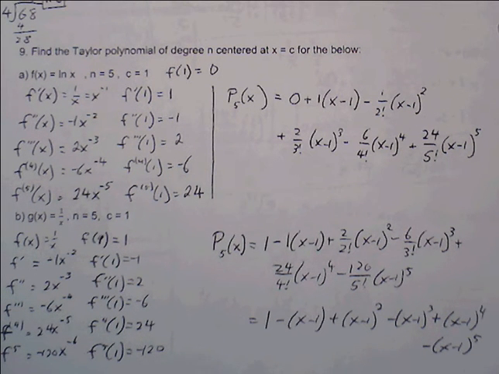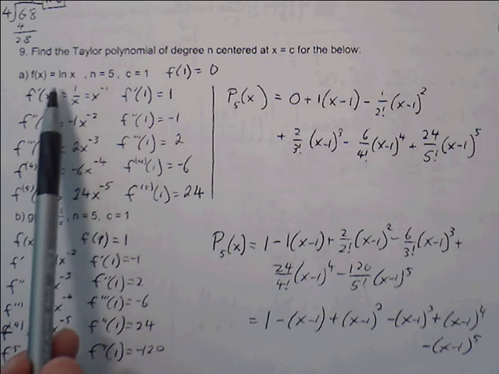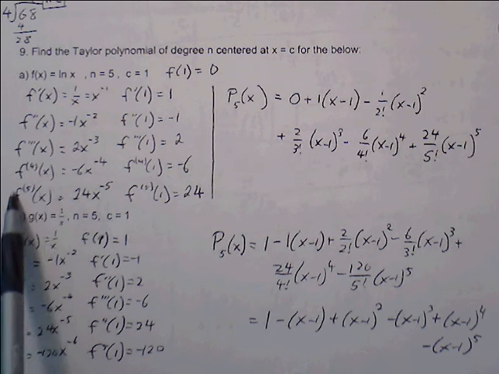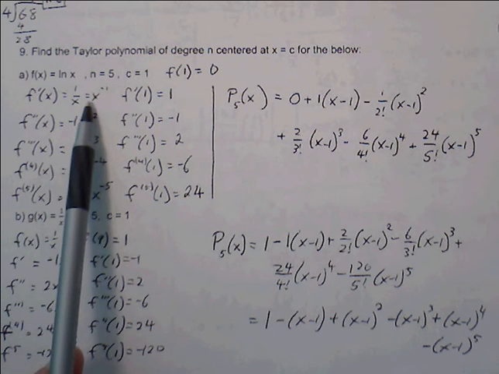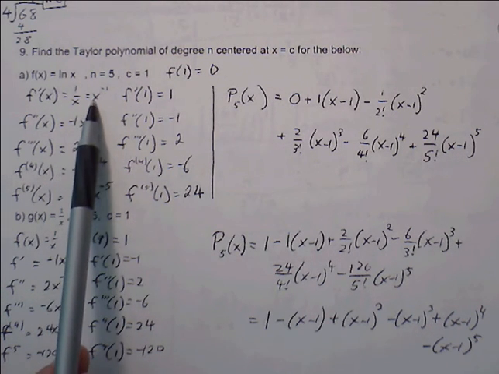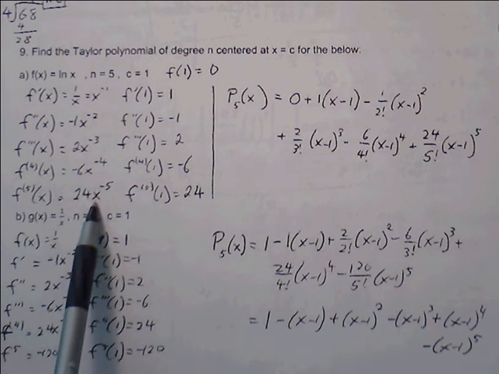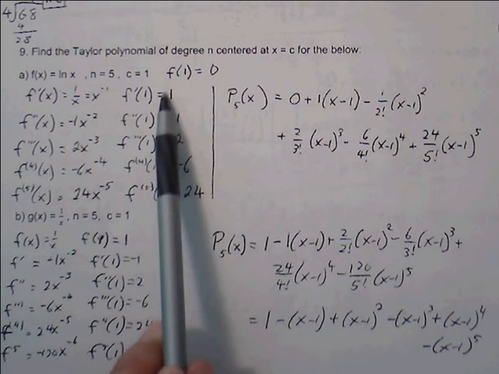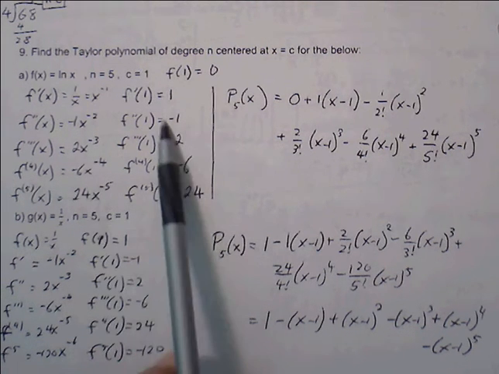Okay. All right, number 9 and 10 says find the Taylor polynomial of degree n centered at c for the below. So we start off, we want to build our Taylor polynomial. So natural log of x, we're going to work our way down to the fifth derivative. And the derivative for ln of x is 1 over x, or x to the negative 1. And then from here, I can just keep on applying power rule. And then once I find the derivatives all the way down to the fifth derivative, I'm going to evaluate each derivative at the center at 1.